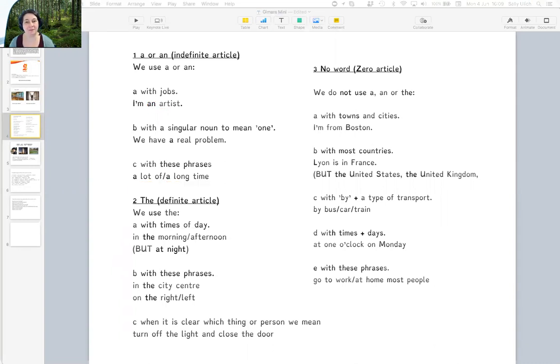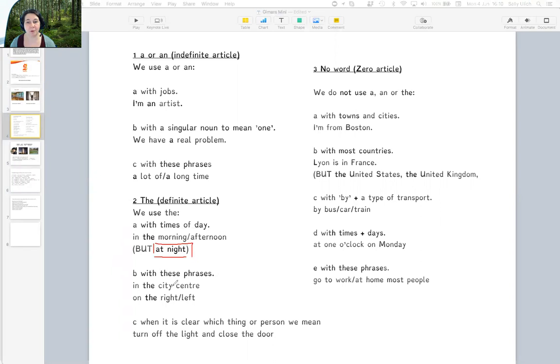We need the when we're talking about some times of a day, the morning, the afternoon, the evening. But for example, at night is different. You could talk about during the night, but at night is when I go to sleep. The morning is when I eat breakfast. I watch television in the afternoon.